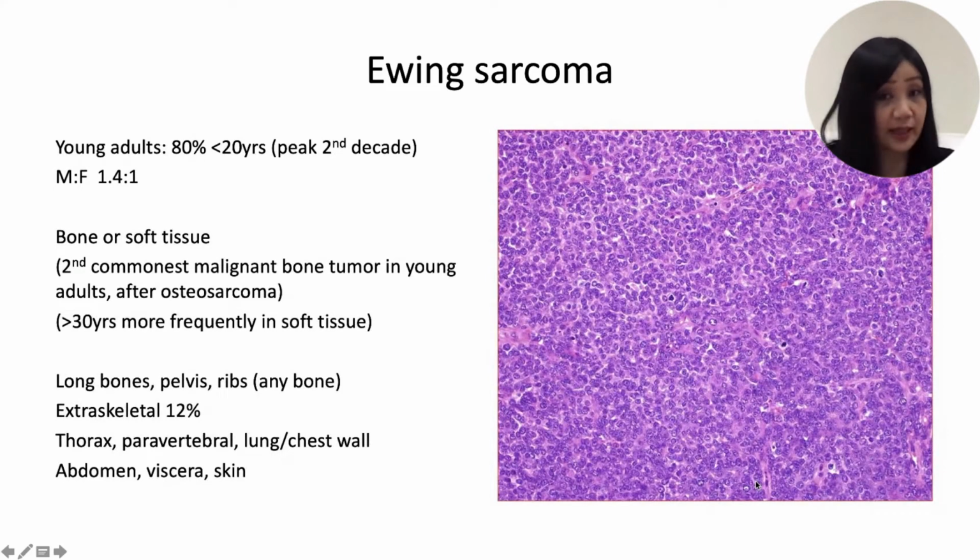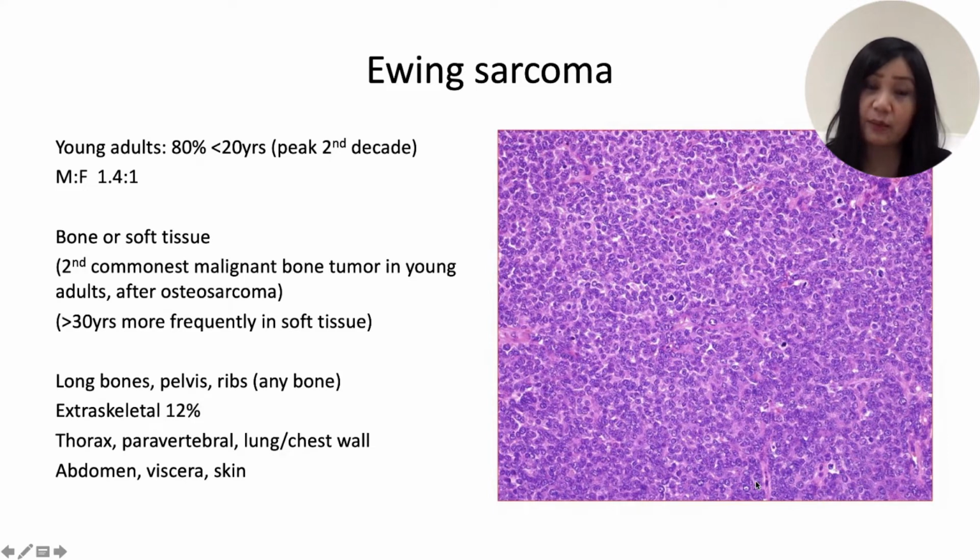Ewing sarcoma occurs in a young population. 80% occur in patients who are younger than 20 years. There is a mild male preponderance, and as we know, these can occur in bone or soft tissue. They are in fact the second commonest malignant bone tumour in young adults after osteosarcomas, but when patients are older than 30, Ewing more frequently occurs in soft tissue. So this can occur anywhere in the bones.